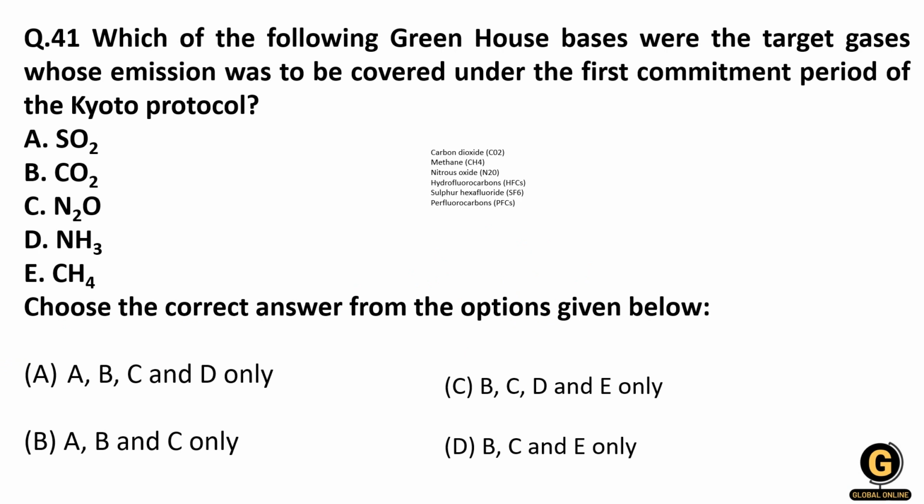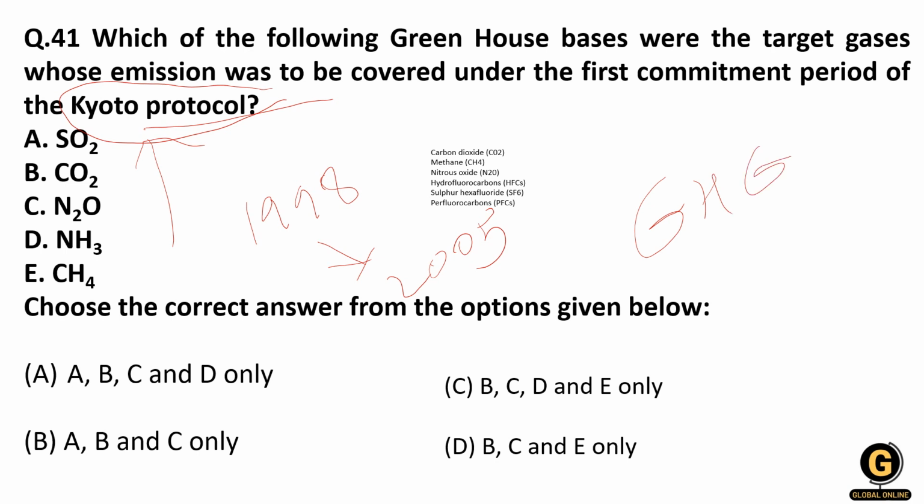Which of the following greenhouse gases were target gases for emission was to be covered under the first commitment period of Kyoto Protocol? So remember, this Kyoto Protocol was established in the year 1998, and it came into the effect in the year 2005, and the city where this conference or the treaty was signed was Kyoto, Japan, and it talked about reducing the emission of the greenhouse gases, right?